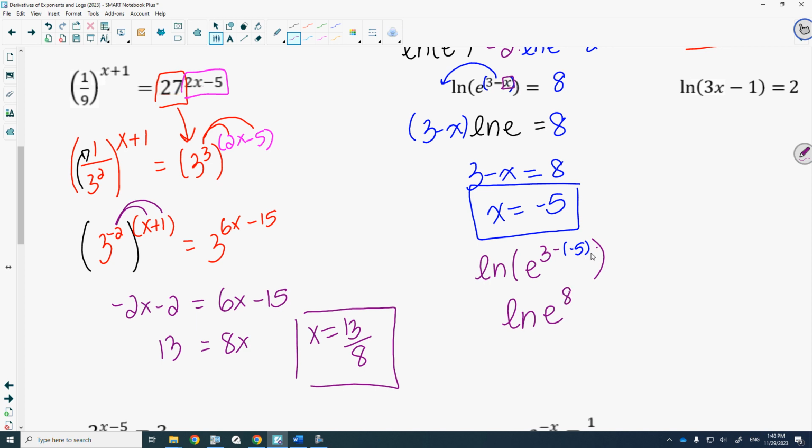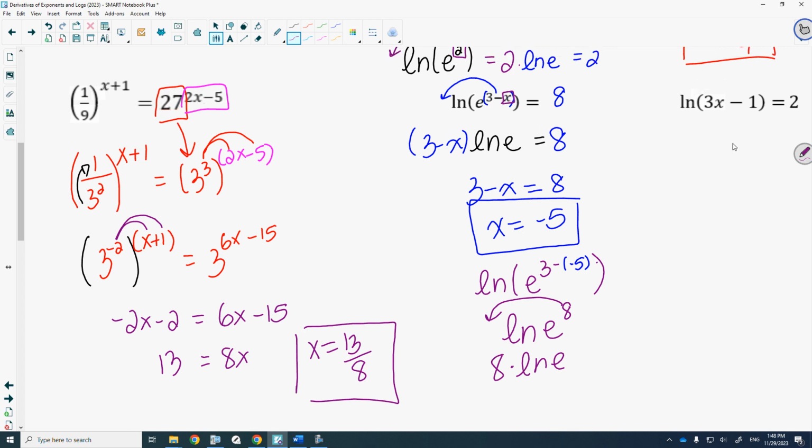We know that I could bring that 8 and write it as the coefficient, 8 times the natural log of e. The natural log of e is 1. 8 times 1 is 8. And that's what we got over here. Okay, so there's showing my proof.